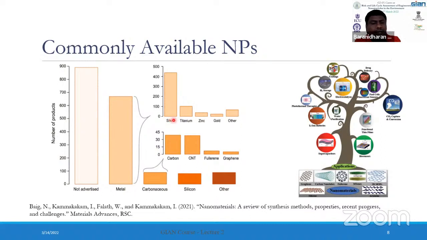We all know why, followed by titanium, followed by zinc, gold, and other. And then with respect to carbonaceous, for carbon, followed by CNT, carbon nanotubes, fullerenes, and right now the pace is picking up for graphene. Graphene is one such material which has been widely used in different fields, such as for capture, solar cells, and then whatnot. Graphene is now picking up, be it the graphene sheet or otherwise the graphene particles as such.